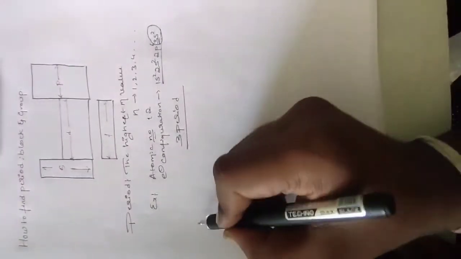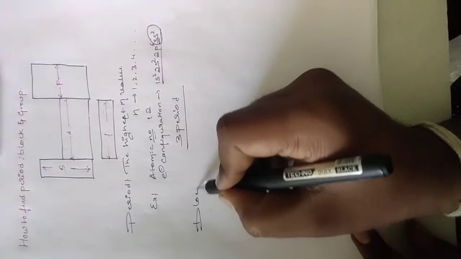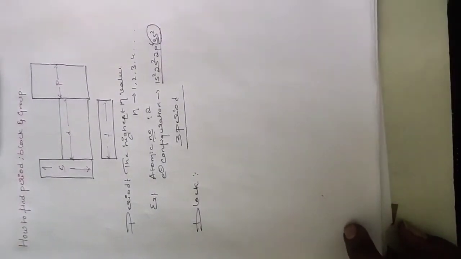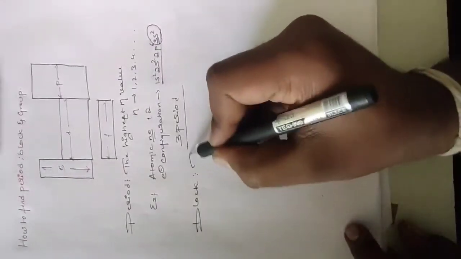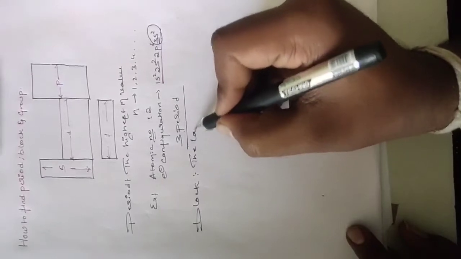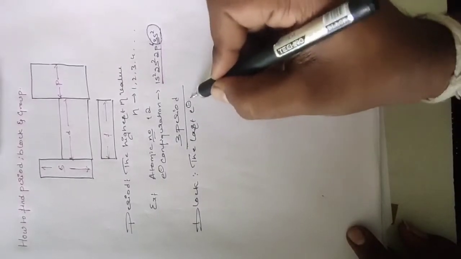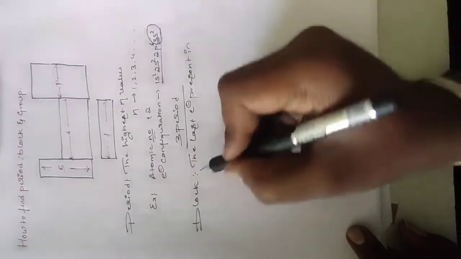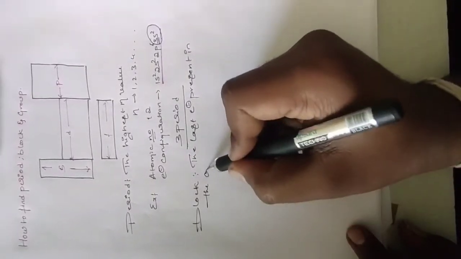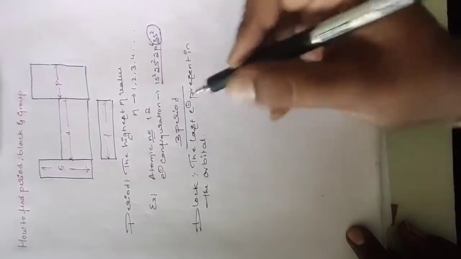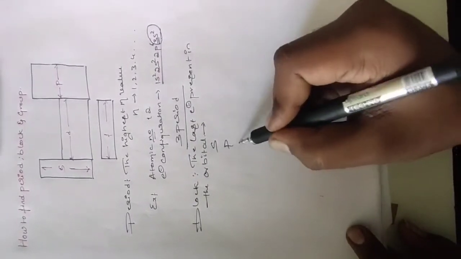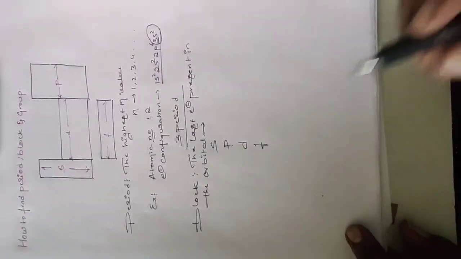Next, we are going to study about the block, which block it belongs to. To find the block, we look at the last electron present in the orbital. The orbitals, you already know, are S, P, D, F.